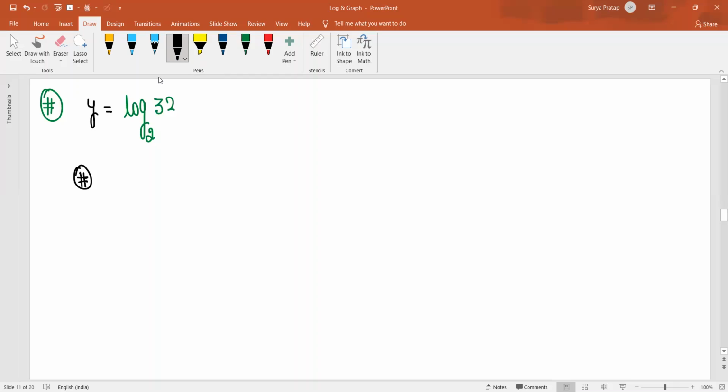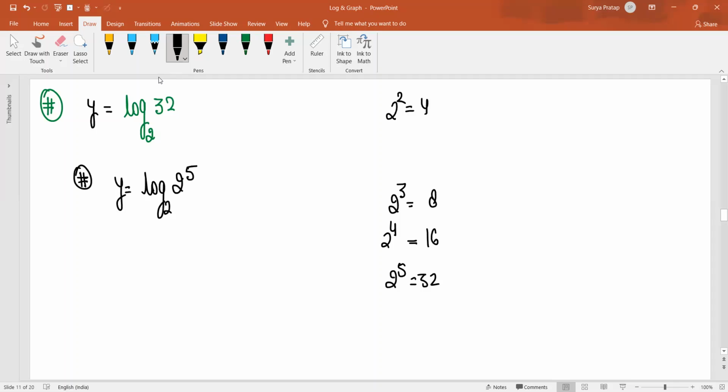Of course it is 5, because 2 to the power 5 is 32, right? So 2 times 2 times 2 times 2 times 2: 2 squared is 4, 2 cubed is 8, then 2 to the power 4 is 16, and then 2 to the power 5 is 32. So I can write y equals log base 2 of 32, and I can write 32 as 2 to the power 5.